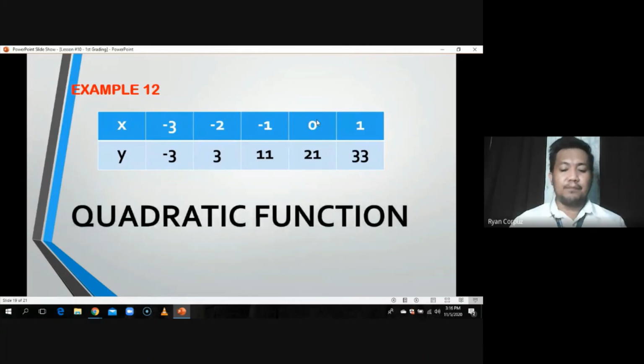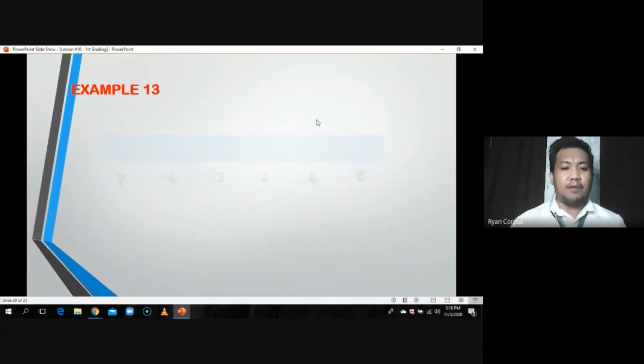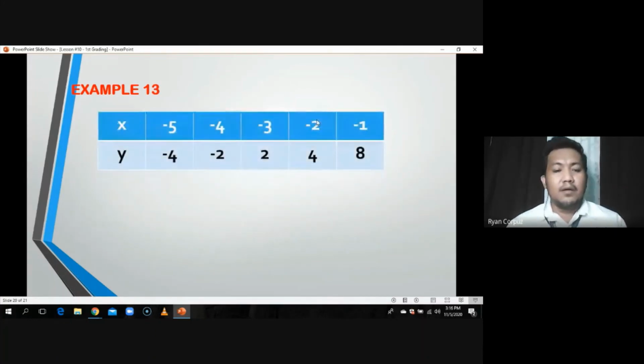Gets na? So let's have another example, number 13. So another given table of values here. So that would be 8 minus 4, that would be 4. 4 minus 2, that would be 2. 2 minus negative 2, that would be 4. Then negative 2 minus negative 4 is 2. So 8 minus 4, that would be 4. Minus 2, that would be 2. 2 minus 4 is negative 2.